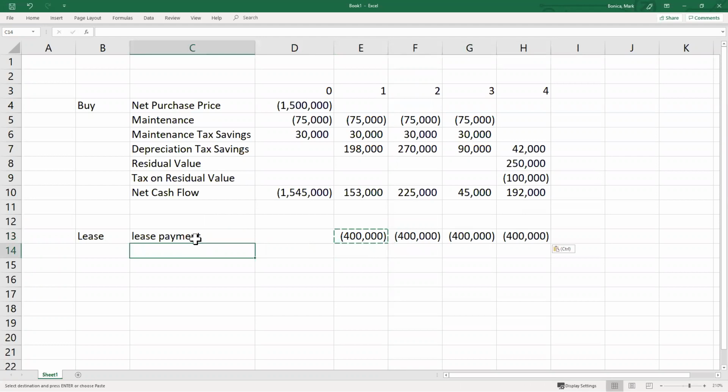And then we have maintenance payment, which we said was due at the beginning of each year. And so that's going to be the same as up above. And then we'll also have maintenance tax savings.